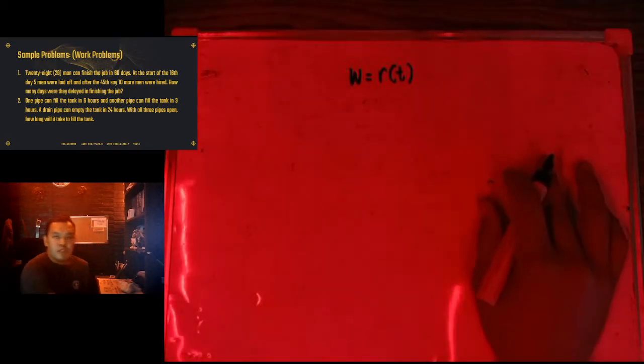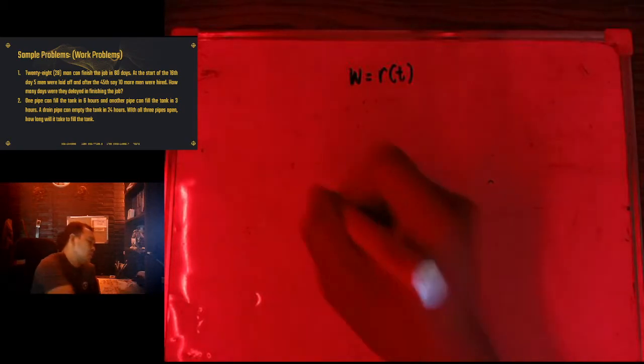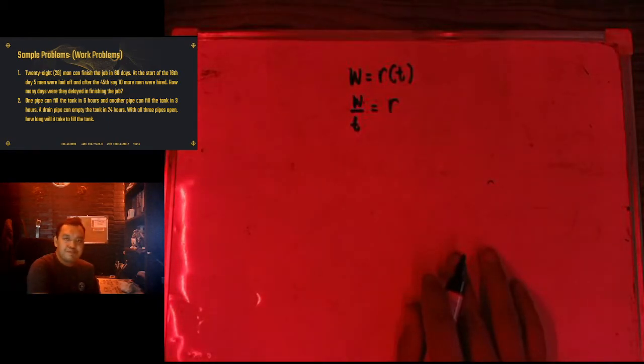Okay. So, same lang tayo formula. Work is equivalent kay rate times time. Okay? So, since isang tanke lang naman yung pinupuno nila dyan, 1 equal to 1 yan. So to get the rate, we could say that work over time is equivalent kay rate. Di ba? So first, yung 6 hours muna tayo.